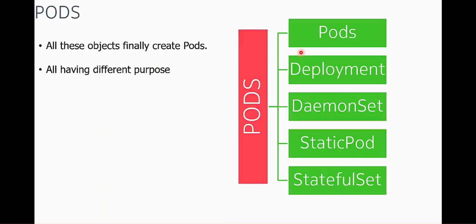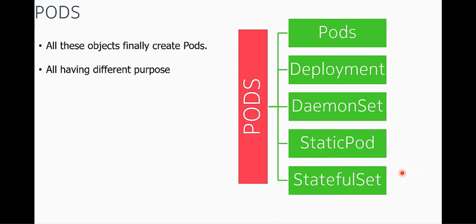So I told you that these are the objects which finally create pods. We saw deployment: deployment creates replicas of pods. Daemon set creates one copy of a pod per node. There is no fixed number of replicas, but as many nodes as there are, that many copies will be created, one copy of pod per node. Static pod, which we just saw, finally creates pods too, but in a different way, directly on the worker node, managed by kubelet.